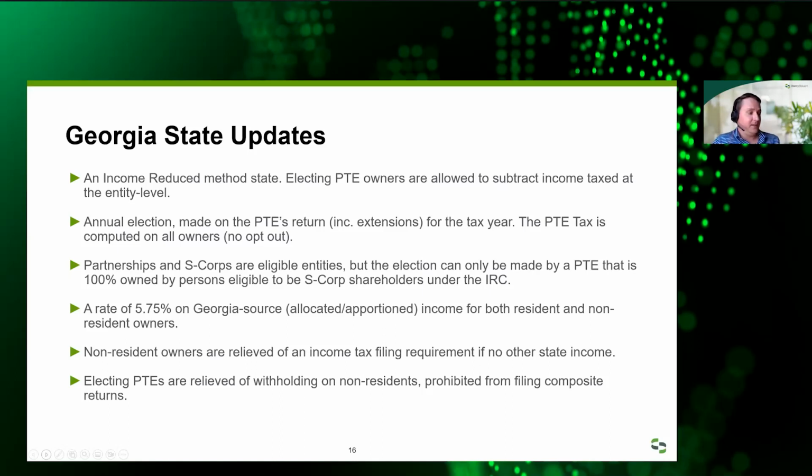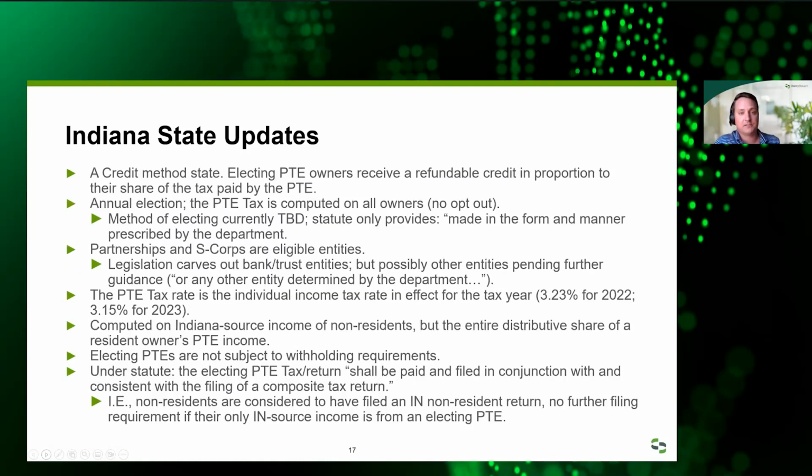In the case of non-residents, the regime that they've set up streamlines the process. Electing entities are prohibited from filing composite returns, but that's a good thing because otherwise they don't need to. They can cut it out entirely. Non-residents don't have to file their own separate Georgia individual return. And the PTE itself is relieved of withholding requirements on non-residents. So basically that election takes care of any of the non-residents' other filings, unless they have income from other sources in the state.